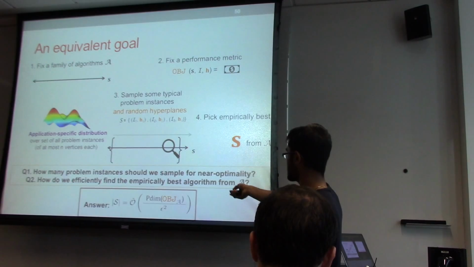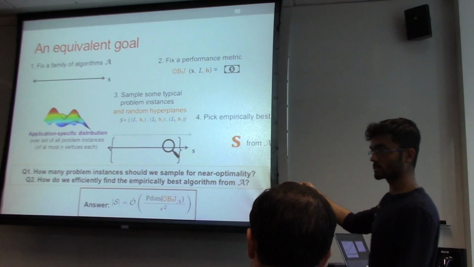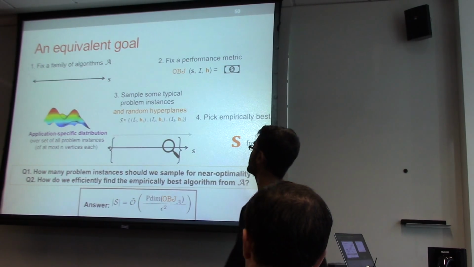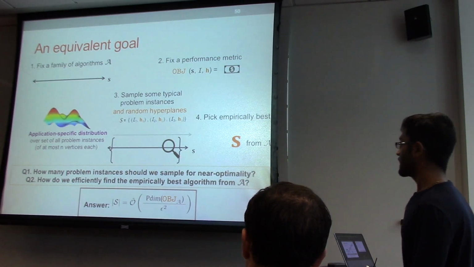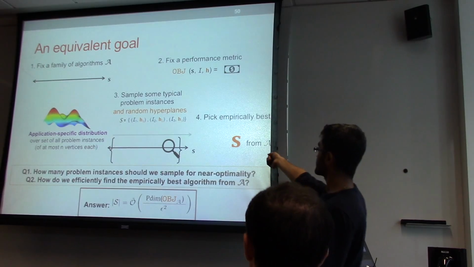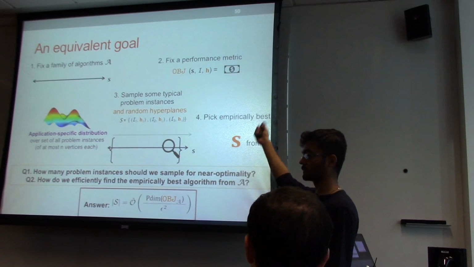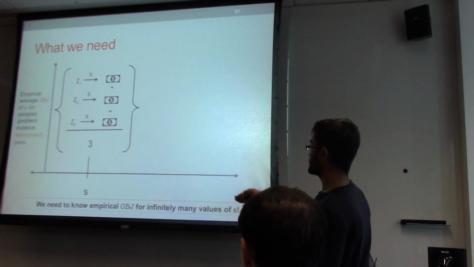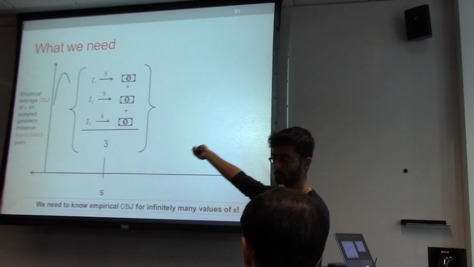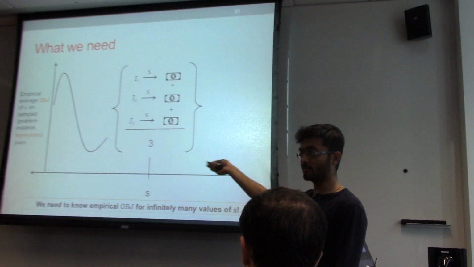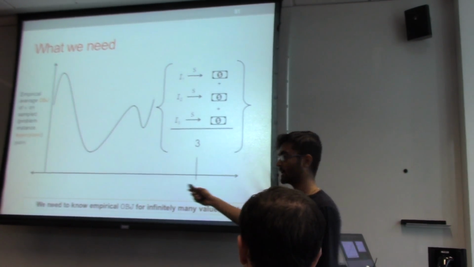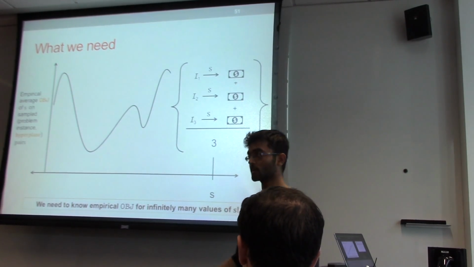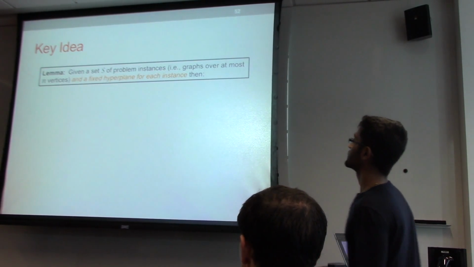We show that these two questions, how many problem instances do we need to sample for near optimality, and how do we efficiently find the empirically best algorithm from A, can be answered by finding the best S parameter for this new objective function. So now we need to do this process for this new objective. Again, we still haven't really answered whether I need to run the algorithm for each value of S. And we show that we don't need to do it.